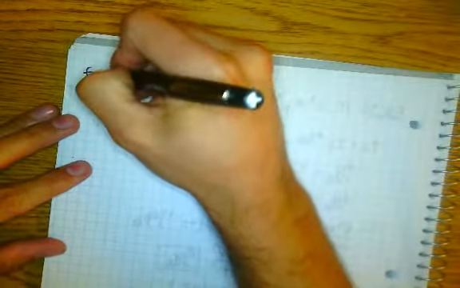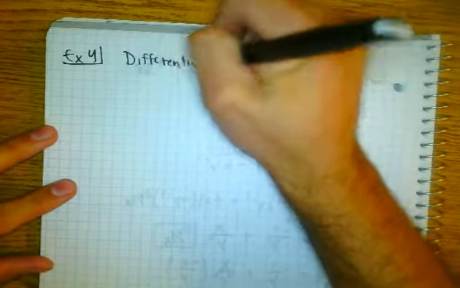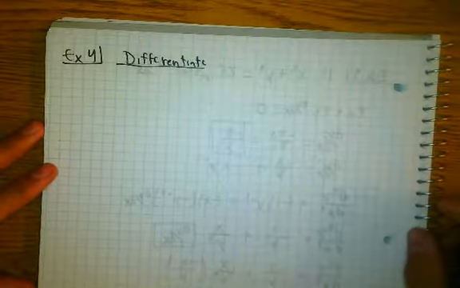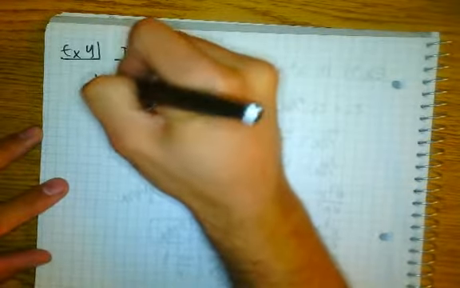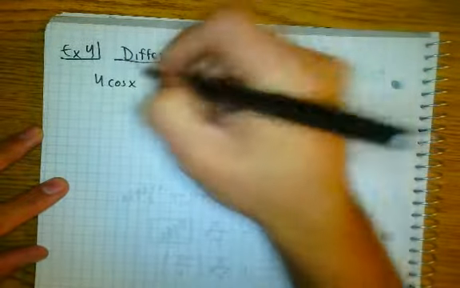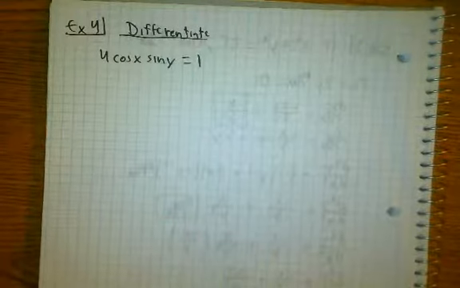All right. Last problem we're going to do implicitly, and then I'm going to show you a new skill. So example number 4. Logarithmic differentiation. This is the last one, and I want you to try it on your own. So differentiate. Let's bring in trigonometry. We haven't tried it, right? The problem is 4 cosine of x times sine of y equals 1. Try this one on your own.